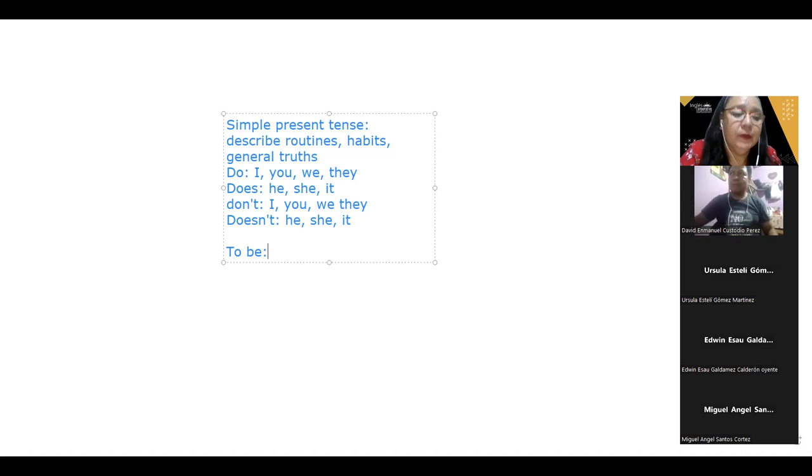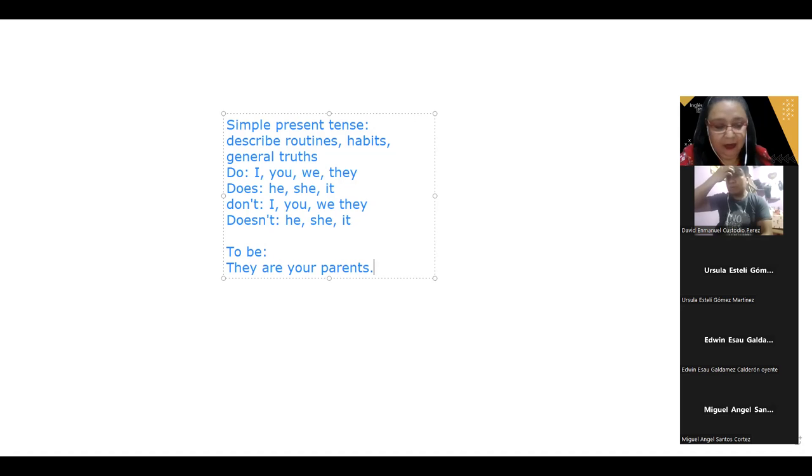If we say, they are your parents. This is an example. Now let's change this sentence into a question. Are they your parents? Excellent, great. Are they your parents? Yes, with a question mark. If you notice, I didn't use do or does because the modal auxiliary is are, yes?